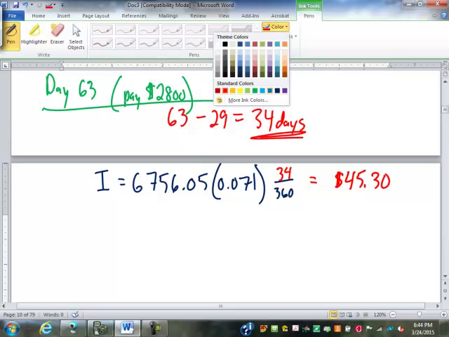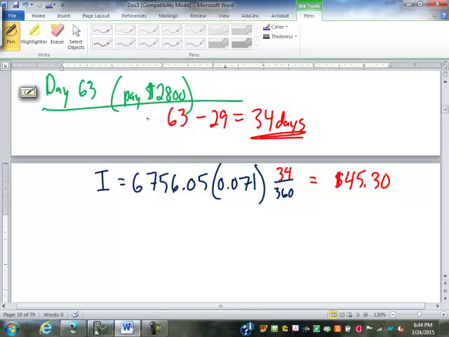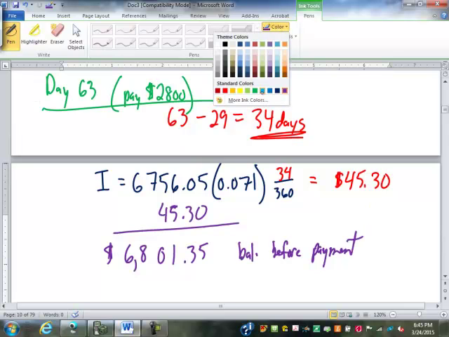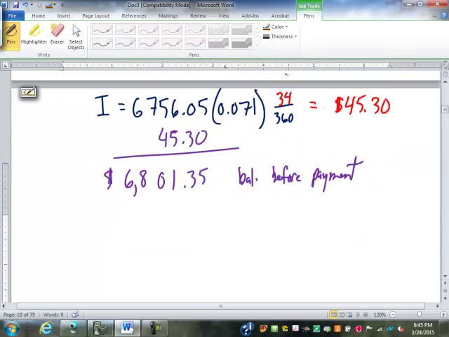Now, just like before, you can either subtract that from the $2,800 before you subtract it from your balance, or I prefer to just add it in, $45.30. So yeah, $6,801.35 is your balance before the payment. Then we'll subtract our payment of $2,800.